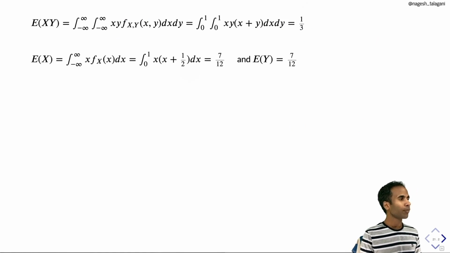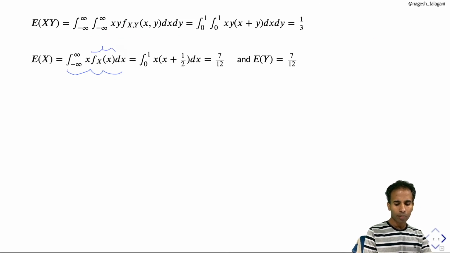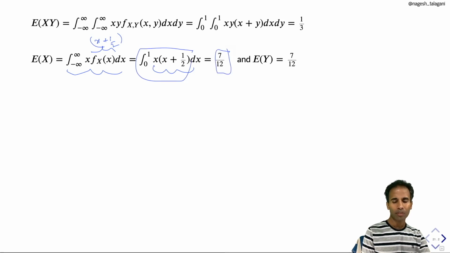Next, let us find expectation of x. Expectation of x is going to be this integral. Here the PDF of x is what? x plus 1 by 2. So we have to integrate this integrand x times x plus 1 by 2 over the interval 0 to 1, because the support of x is 0 to 1. If you perform this integral, you will get 7 by 12. Easy, you can verify. So expectation of x is going to be 7 by 12, and expectation of y also is going to be the same, 7 by 12, because x and y have the same probability distribution because of symmetry.